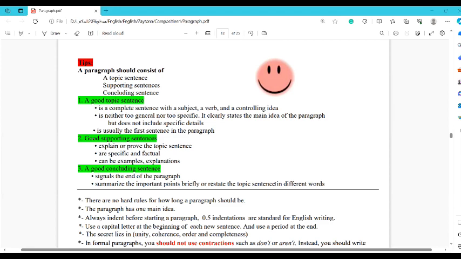Clear? Is it clear? Yes, yes, teacher. Okay, so how many parts do we have in the paragraph? We have three parts: the topic sentence, the supporting sentences or the body, and part number three, the concluding sentence or conclusion.